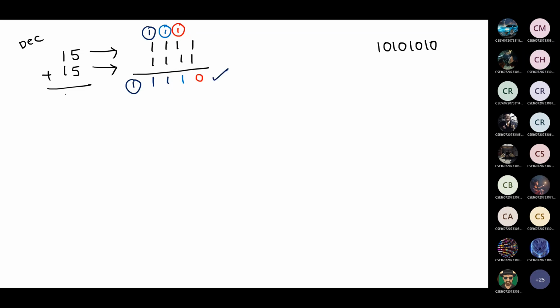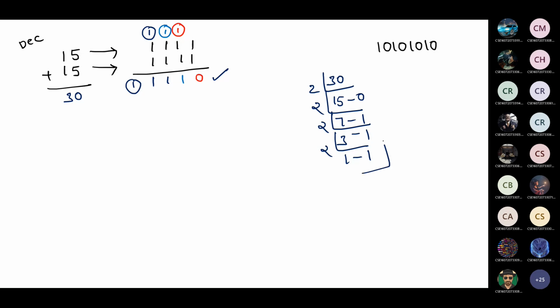So in decimal, 15 plus 15 is how much? 30, sir. 30. Convert 30 into binary. 2 into 15, remainder is 0. 2 into 7 is 14. So 1 1 1 1 0. 4 ones and a zero. So this is the correct answer.